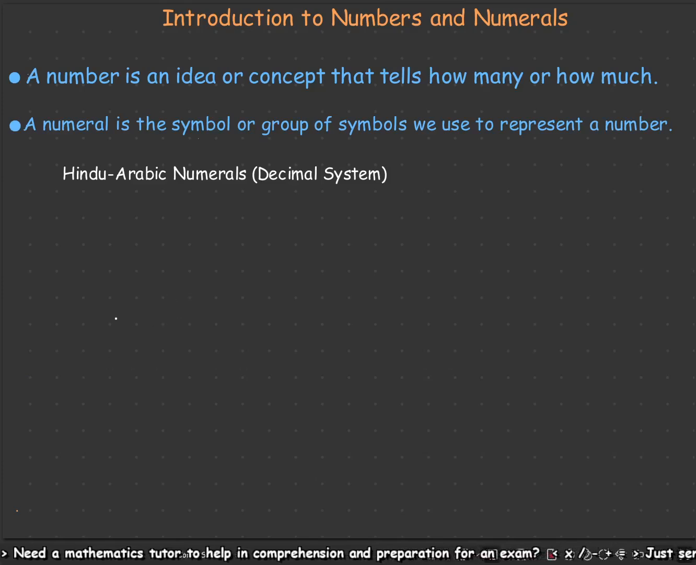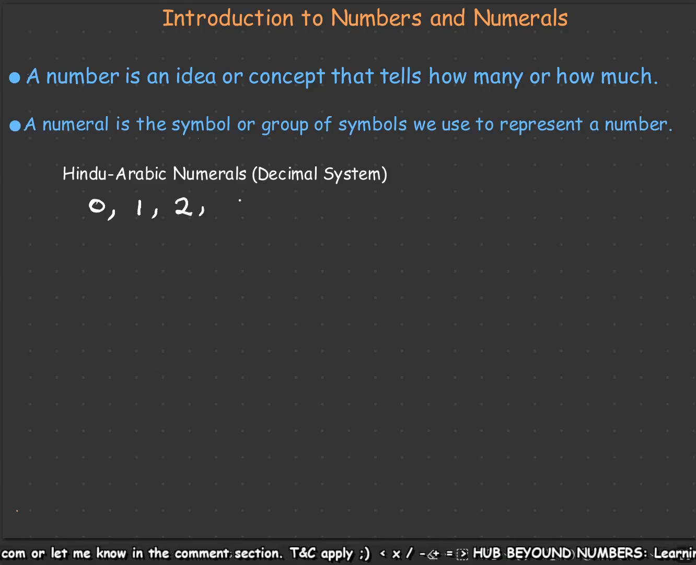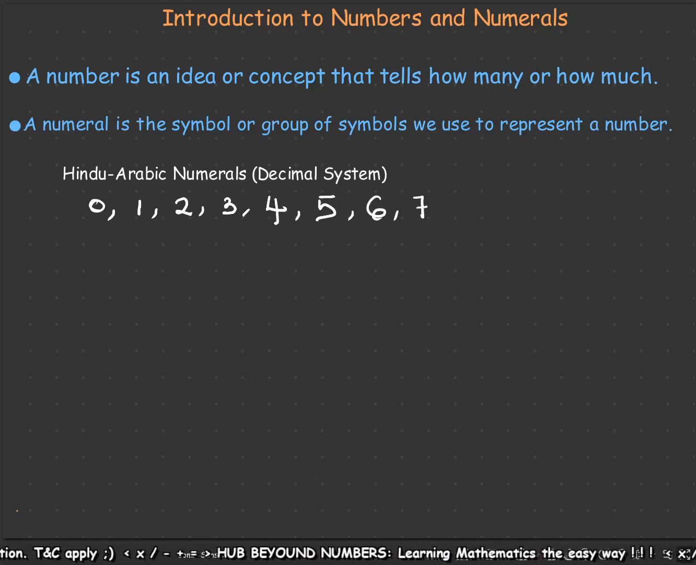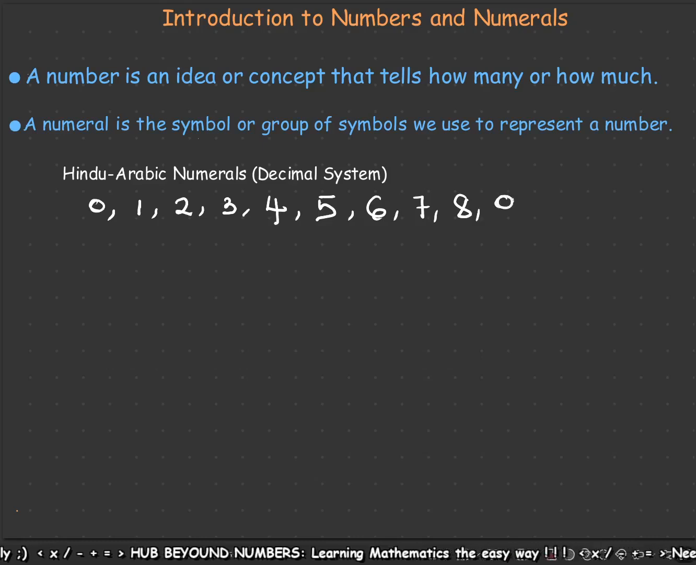These 10 digits that the Hindu Arabic system uses, we have the 0, then we have 1, 2, 3, 4, 5, 6, 7, 8, and then 9. These are just the 10 digits that the Hindu Arabic system uses. So: 0, 1, 2, 3, 4, 5, 6, 7, 8, and then 9. It is based on these digits that all other numbers can be formed.